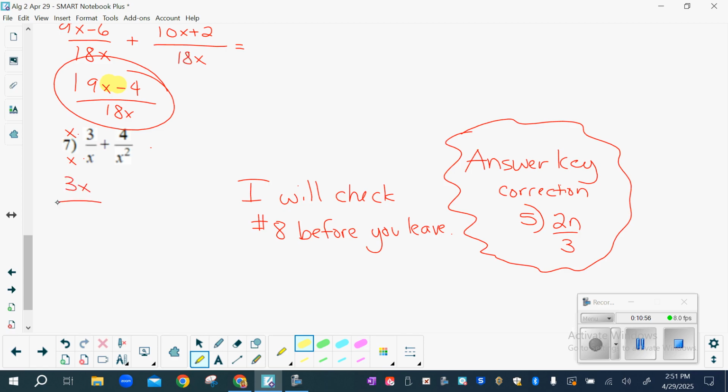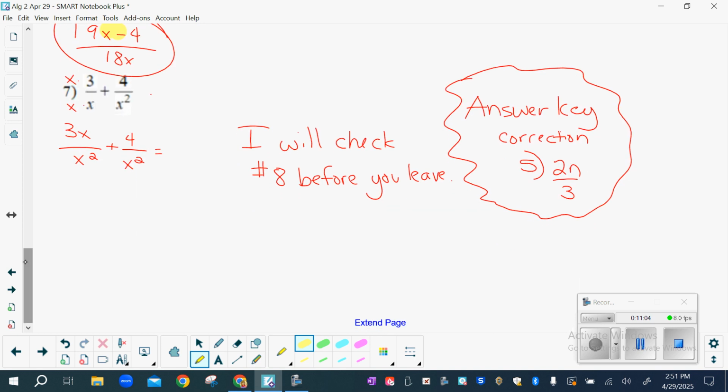So then we get 3x over x squared plus 4 over x squared. And then what does that give us, this group here? 3x plus 4 over x squared. So now can we do any canceling here? No, because again, it's addition. Okay, so this should be pretty straightforward for you today. So that's 3x plus 4.